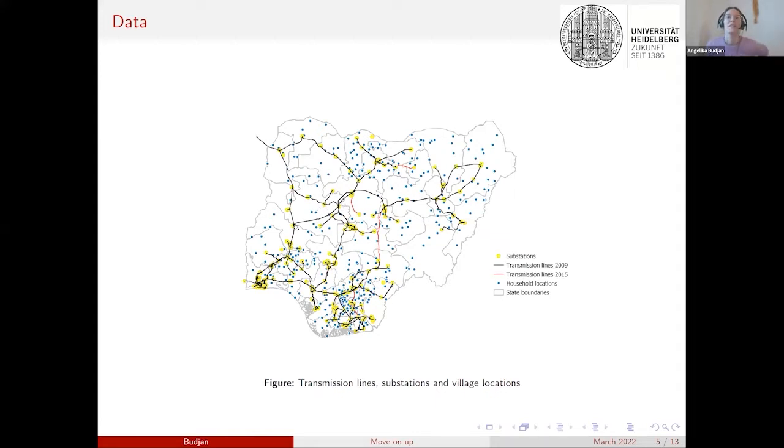So of course, the location of the substations is endogenous. And they are usually located in centers of high economic activity. This is why it's very important to control for the distance to one of these substations. Yeah, and in blue you can see where the household sample is located.